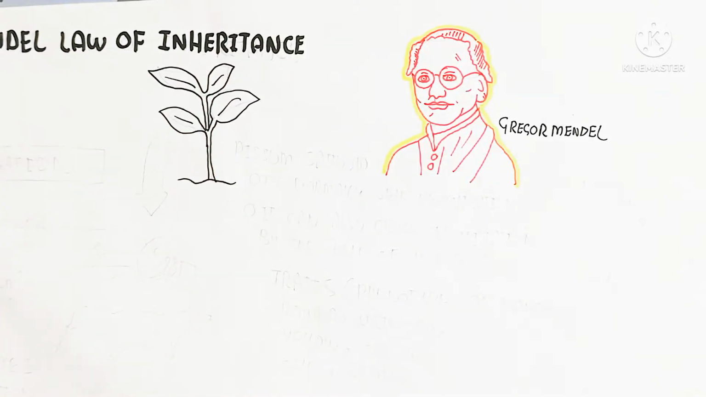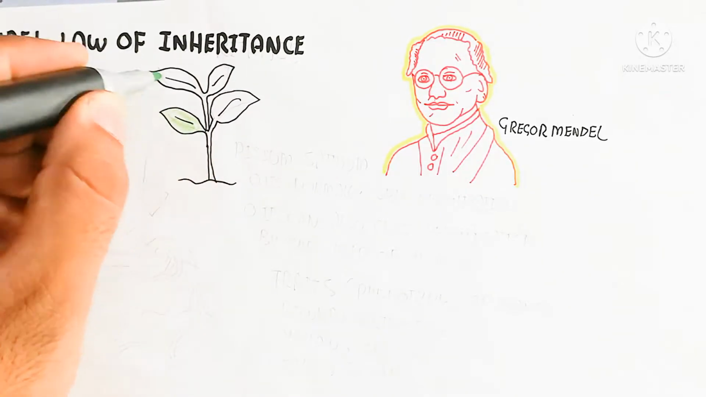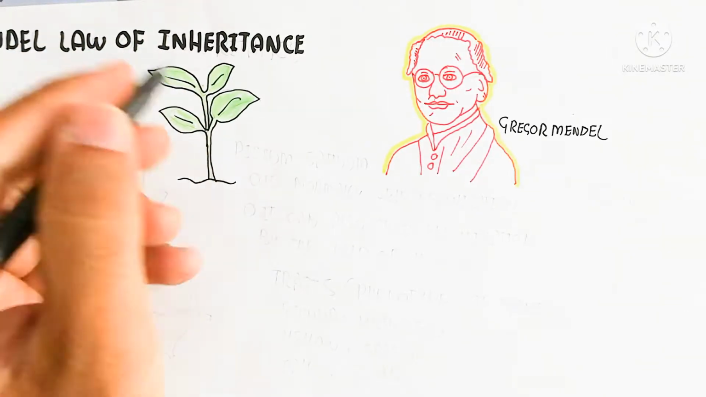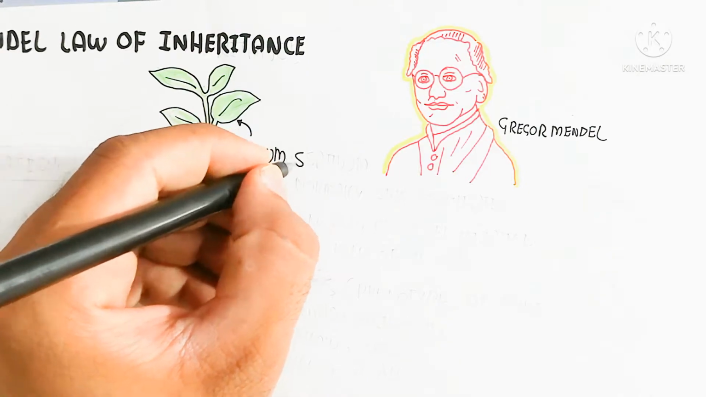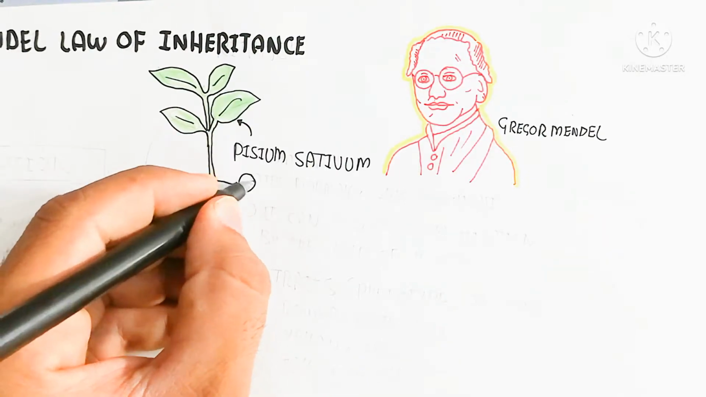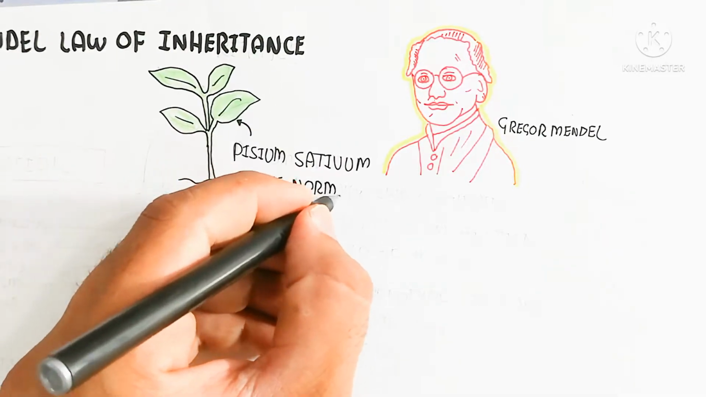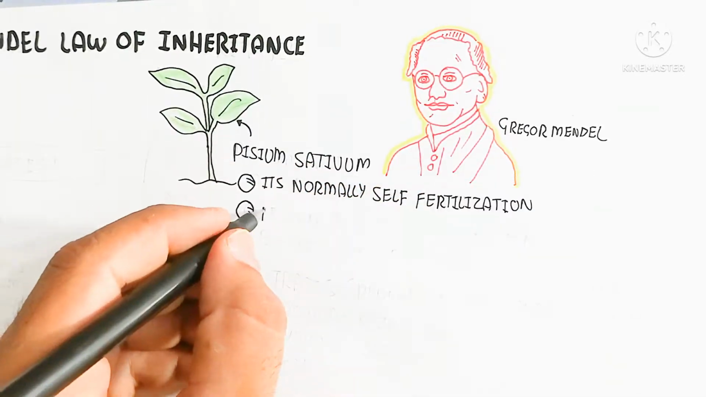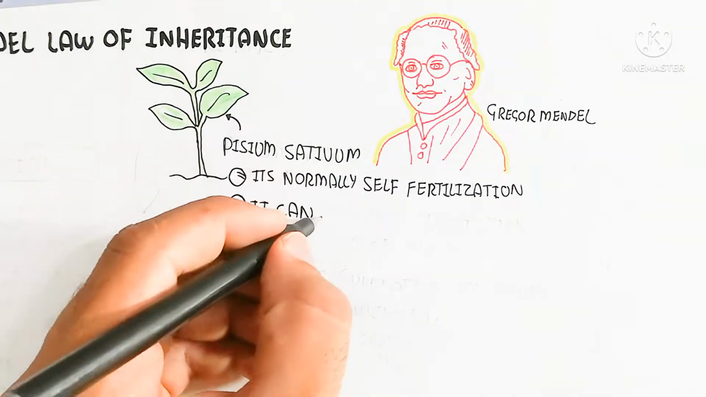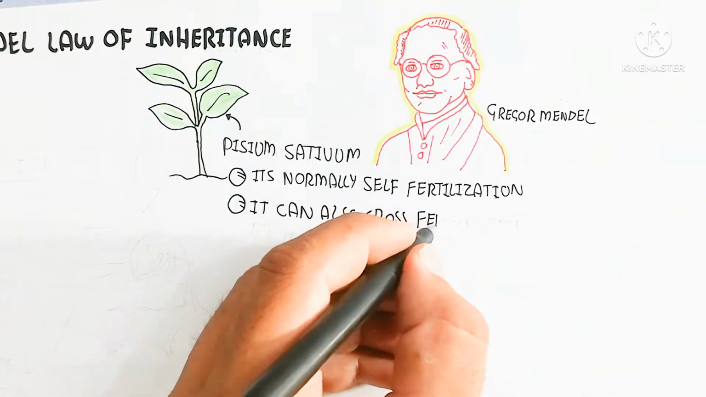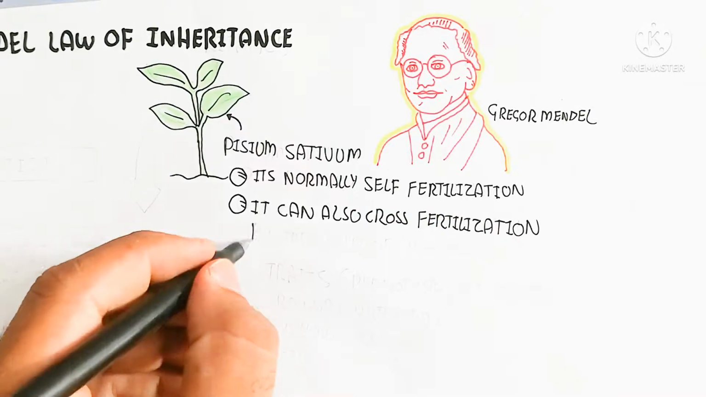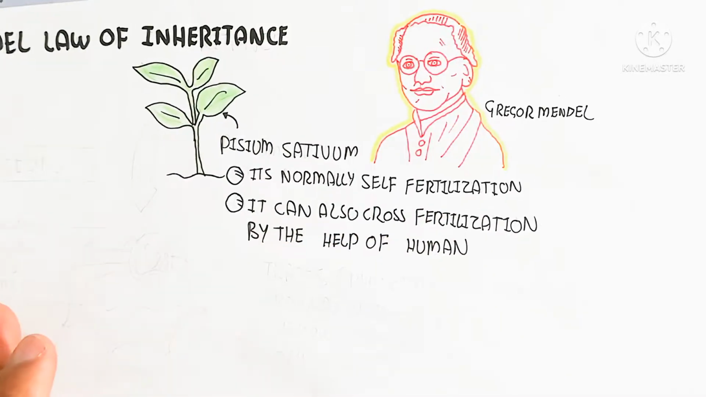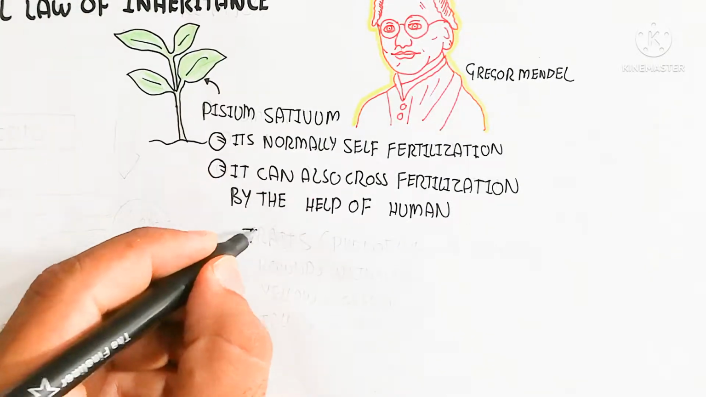Because it normally self-fertilizes, by its own aid, while on the other hand it can also be cross-fertilized with the help of humans. So that is why the phenotype and genotype can be changed due to cross fertilization by humans. That is why it can be used as an experimental plant for detecting the inheritance of the plant.